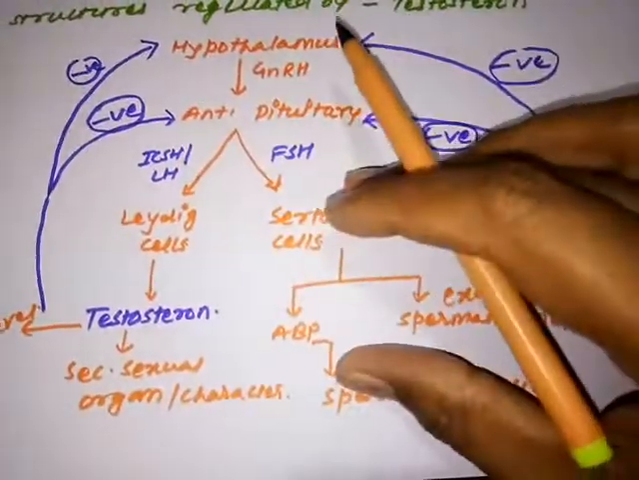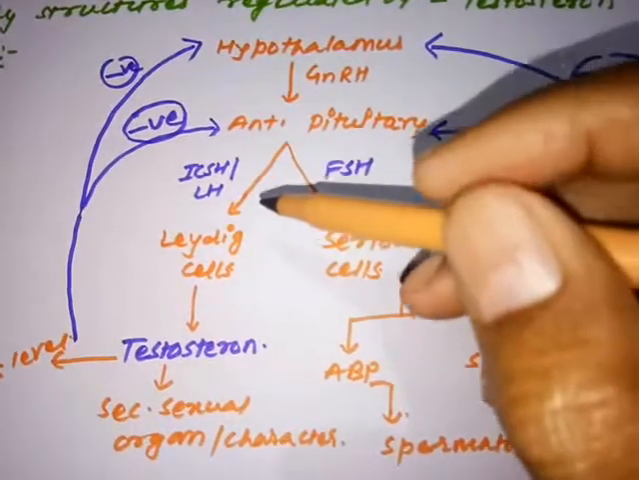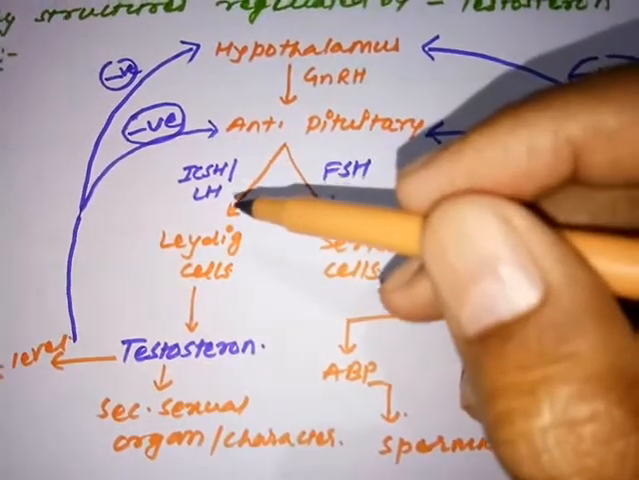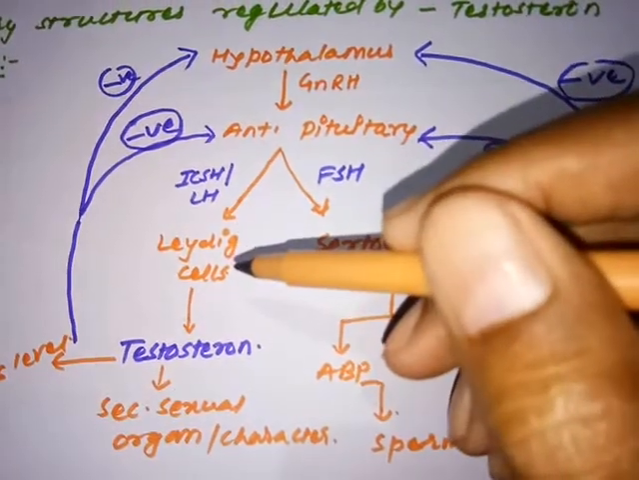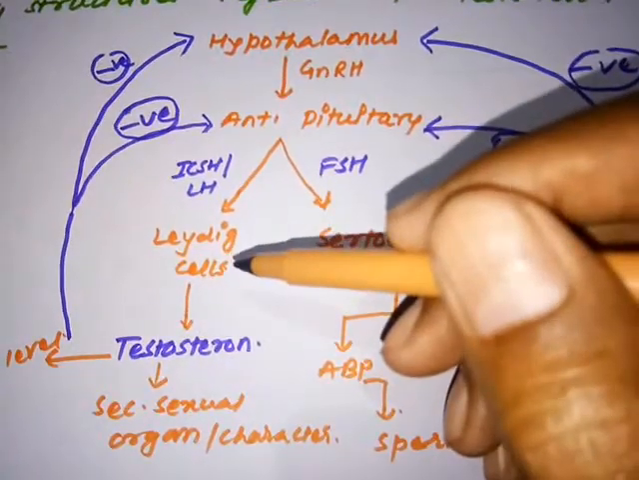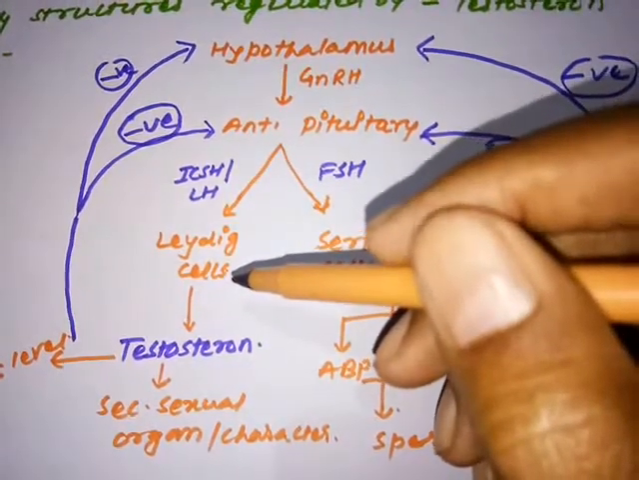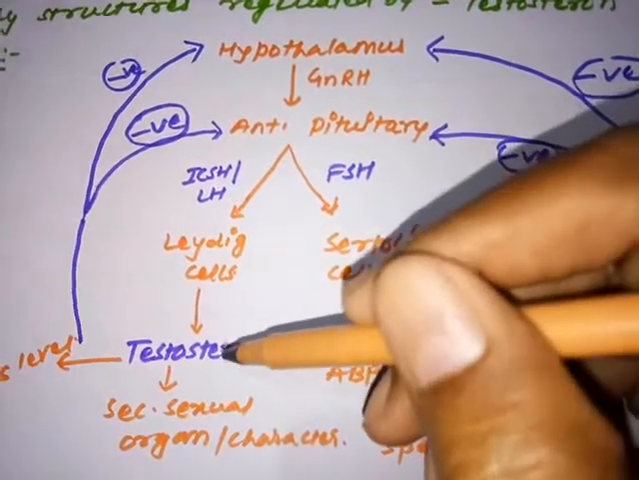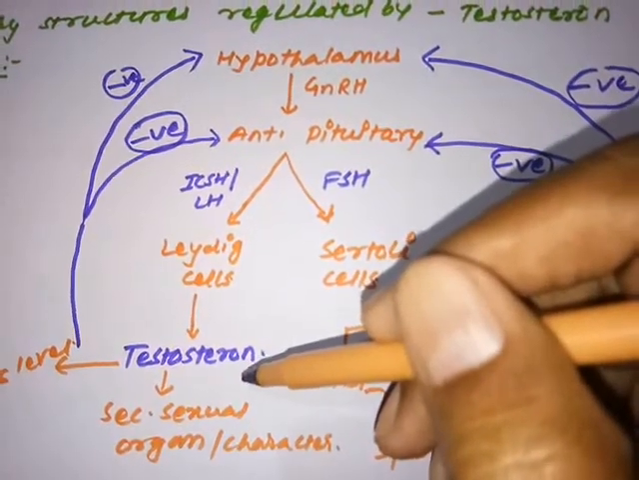Here we are just going to see the next one, that is ICSH or LH. ICSH, interstitial cell stimulating hormone, or LH, luteinizing hormone. They are just working on interstitial cells. So here in the testis, what is the interstitial cell? The Leydig cell. Leydig cells have only one function, which is to release the male sex hormone, that is called androgen, and the major component of androgen is called testosterone.